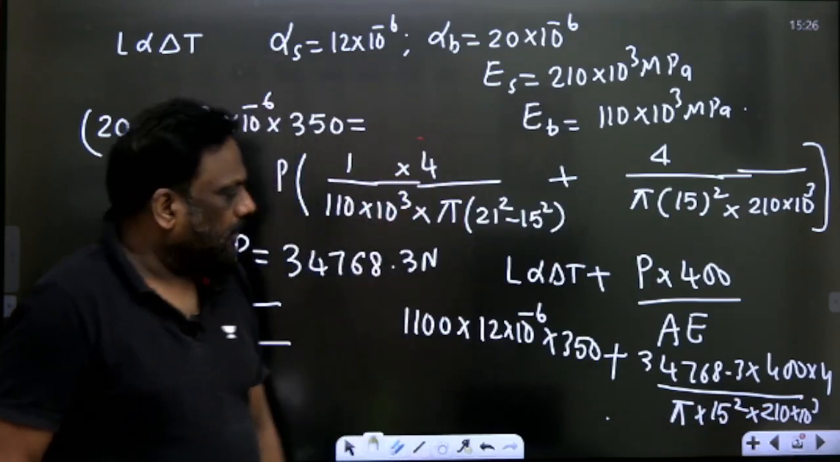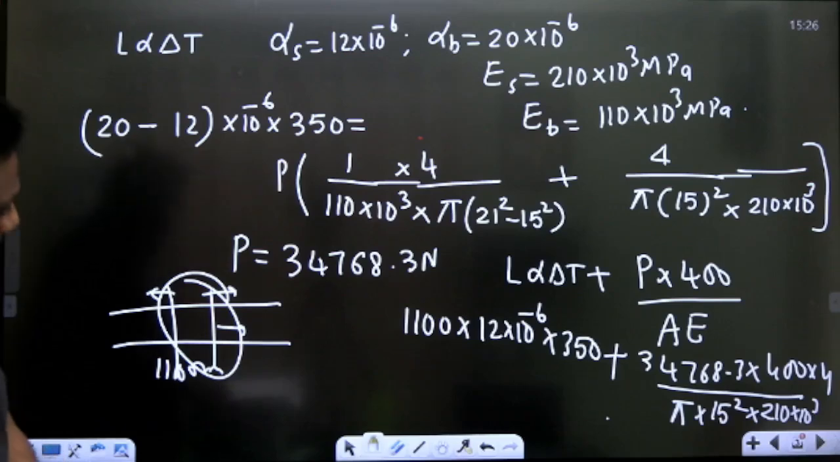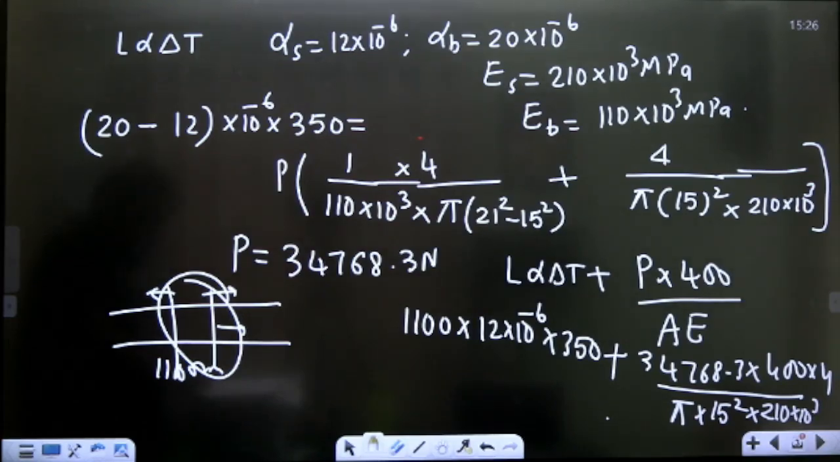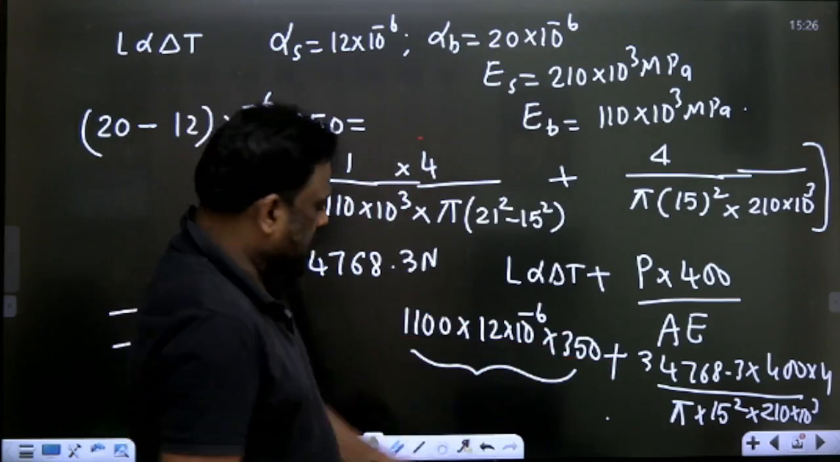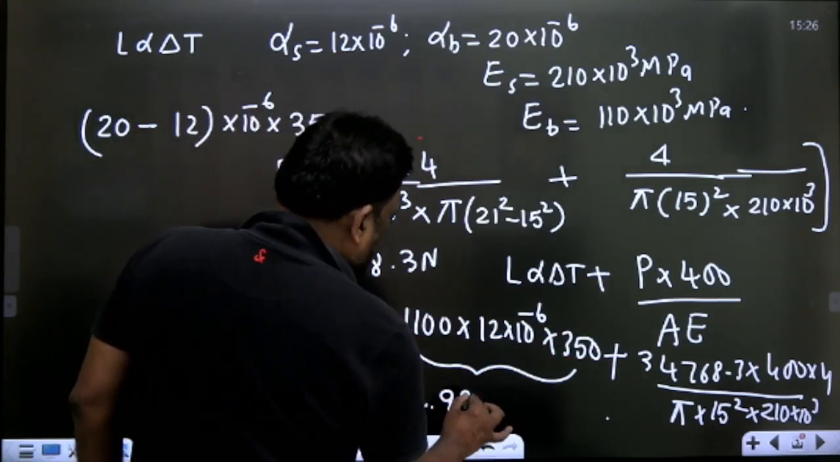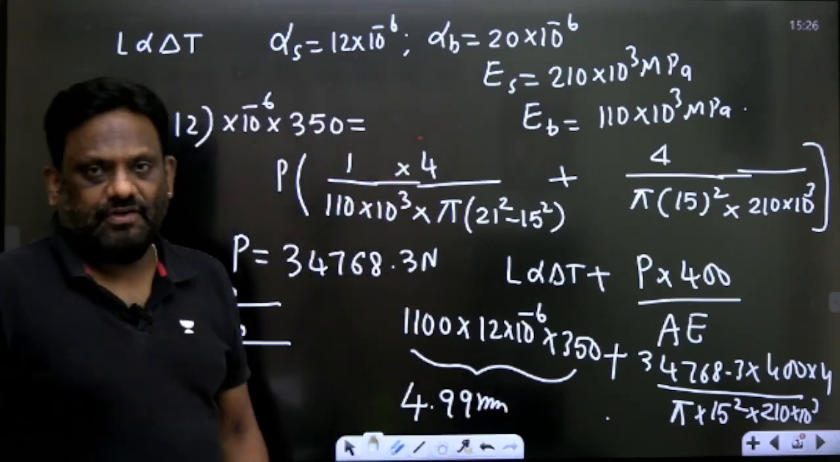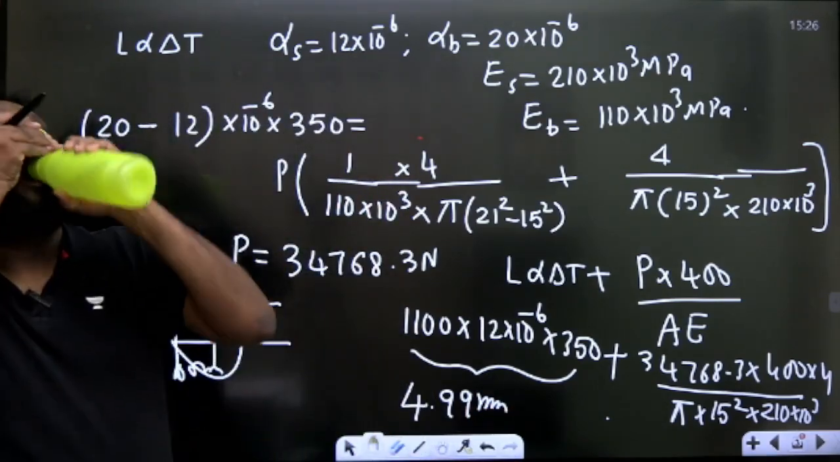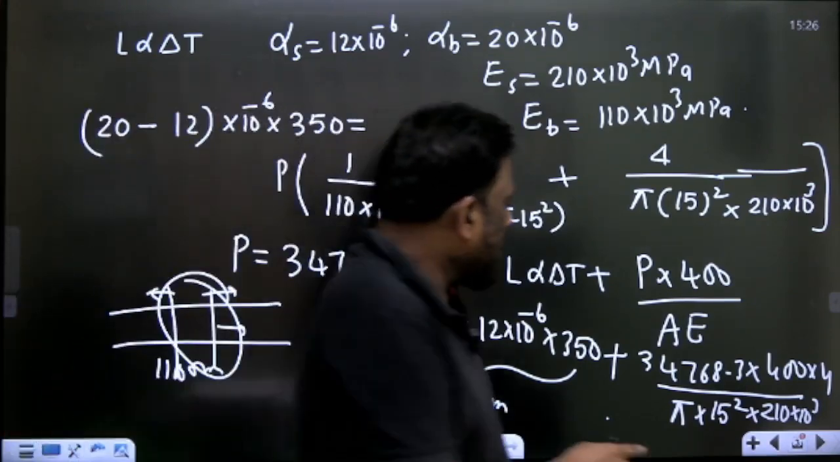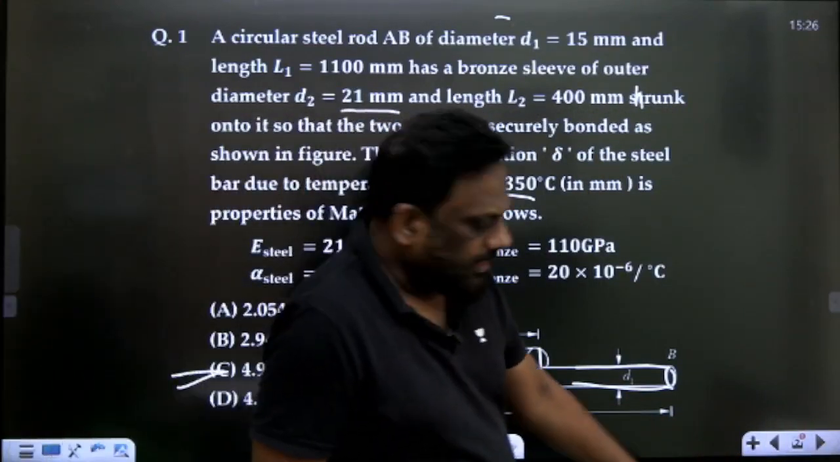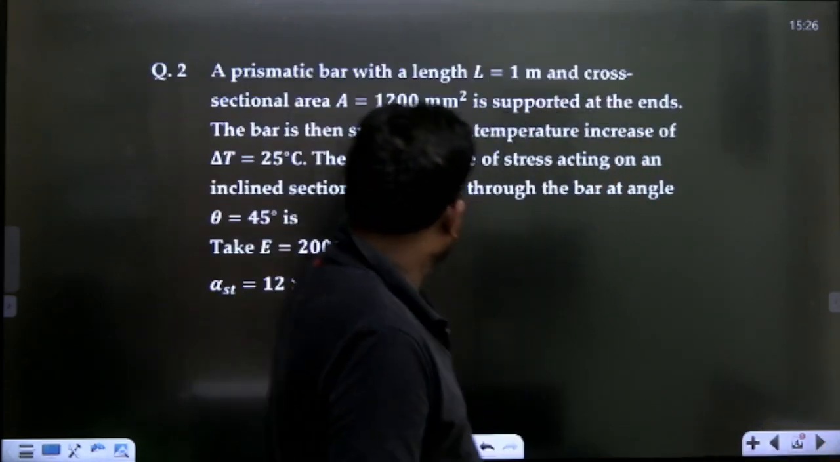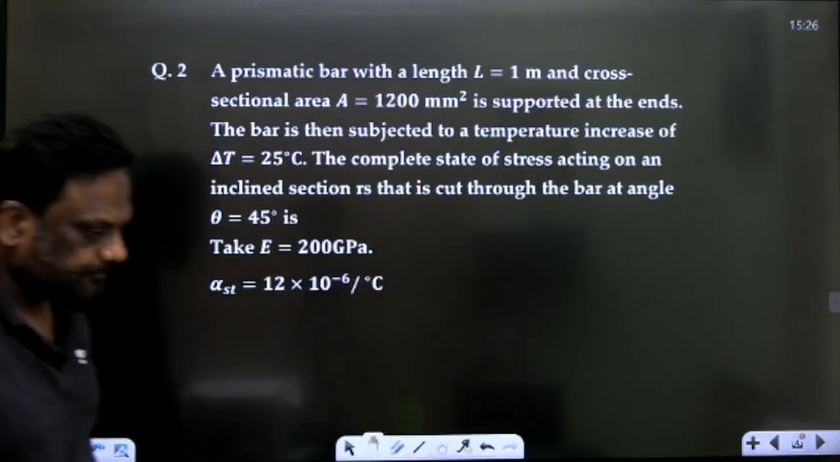So now let us find out this value. Let me check this value, sir. One second. Correct, plus how much is this coming out? 12 into 350. I think the total, this is coming out to be 4.62 and that is 0.4 something. So you are getting the answer as 4.99 mm. This is one of the good questions, so hope you understood. Let me check the option. Yes, 4.99 is the correct option. Okay sir, let's go to the next question.